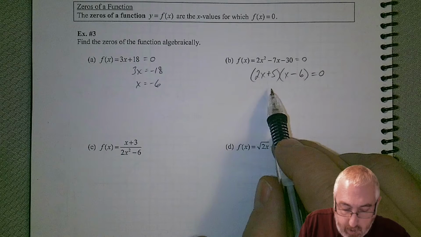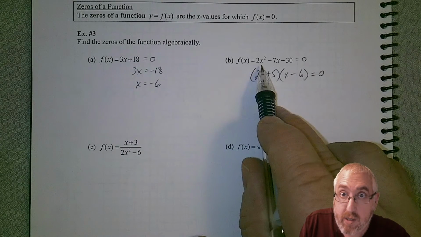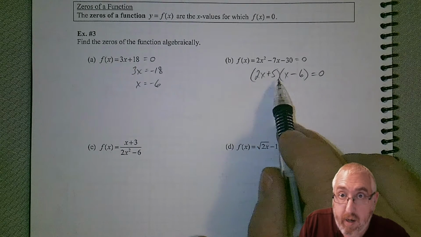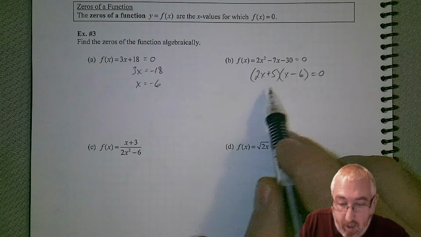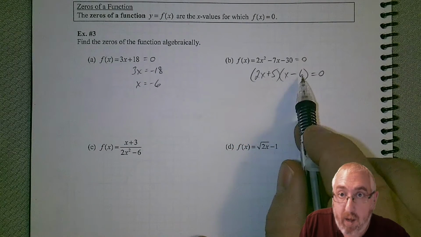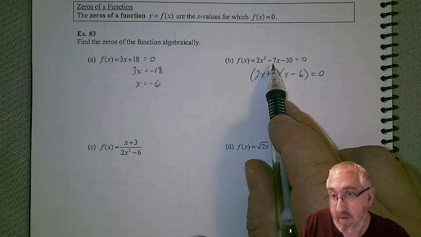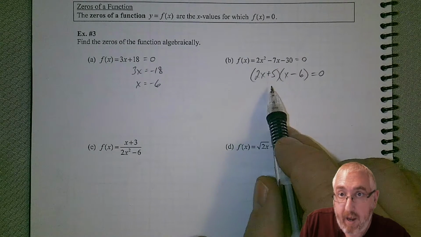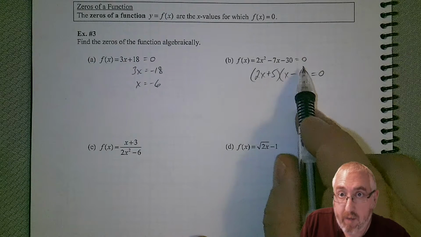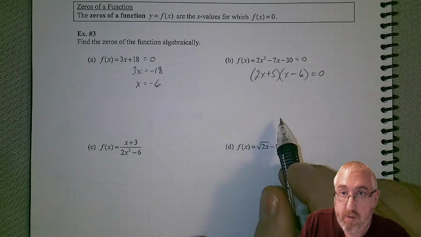So obviously we get our 2x squared when we multiply our firsts. Our inside is 5x. Our outside is a minus 12x. So minus 12 plus 5 is a minus 7. So we're good there. And then the positive and negative will give us the minus 30 when we multiply those.